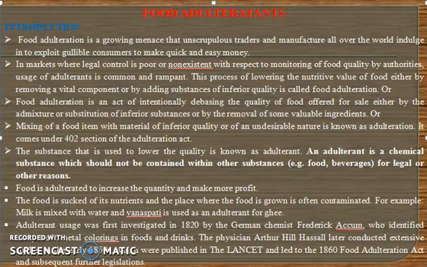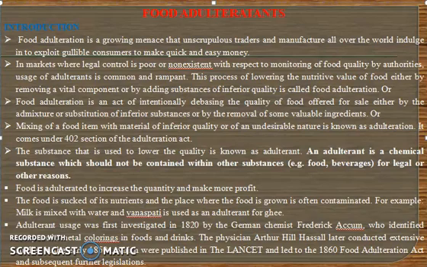Okay. So food adulteration is an act of intentionally debasing the quality of food offered for sale, either by the admixture or substitution of inferior substances in it, or by removal of some valuable ingredients. That is called food adulteration. Mixing a food item with material of inferior quality or undesirable nature is known as food adulteration, and in the Indian Act it is section number 402, that comes under the Adulteration Act.